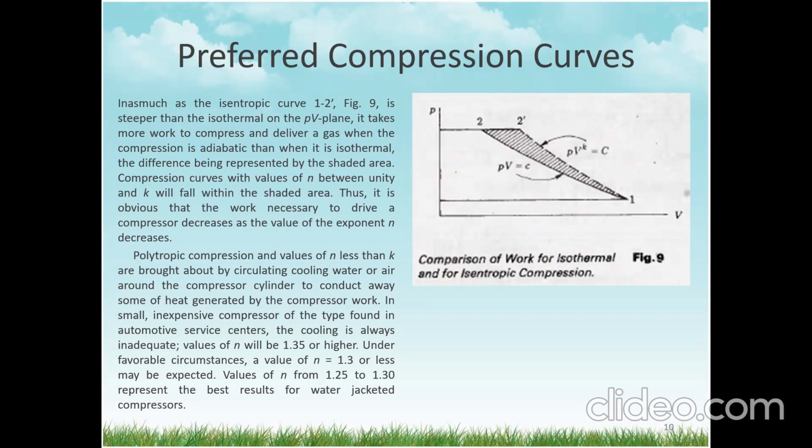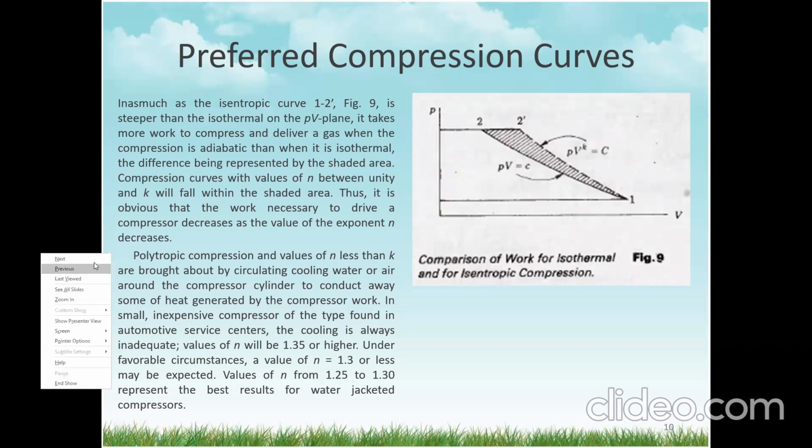In a small, inexpensive compressor of the type found in an automotive service center, the cooling is always inadequate. Values of N will be 1.35 or higher. Under favorable circumstances, a value of N of 1.3 or less may be expected. Values of N from 1.25 to 1.3 represent the best result for a water-jacketed compressor. So, i-change nyo na lang. Pag na-mention tong mga water-jacketed compressor, ang value ng N mo is yan. Pero ngayon, isentropic muna tayo.